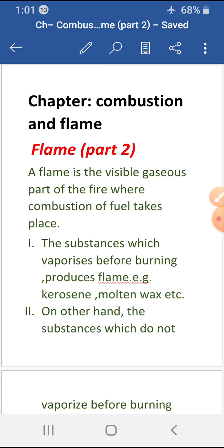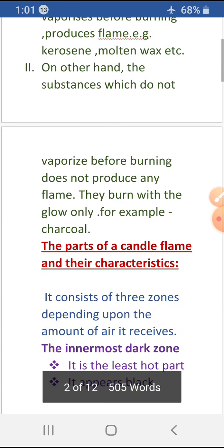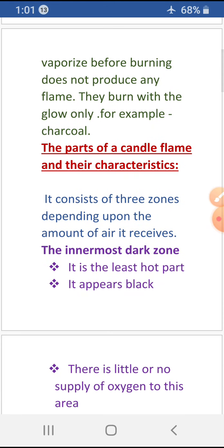On the other hand, the substances which do not vaporize before burning do not produce any flame. For example, wood, charcoal. You might have observed burning of these fuels, they just glow red hot, they do not produce flame. And our next topic is the parts of candle flame and their characteristics.